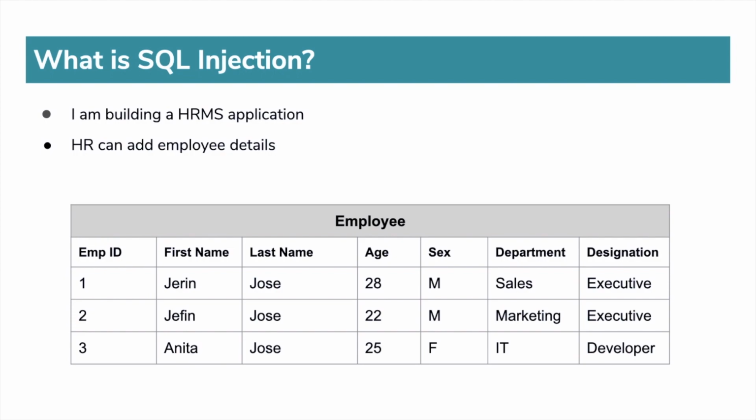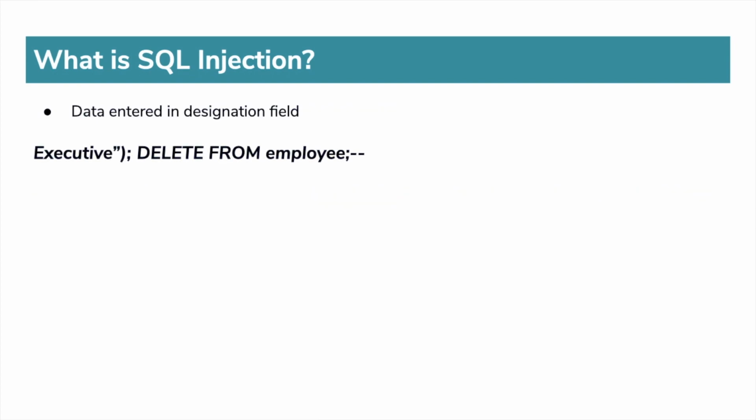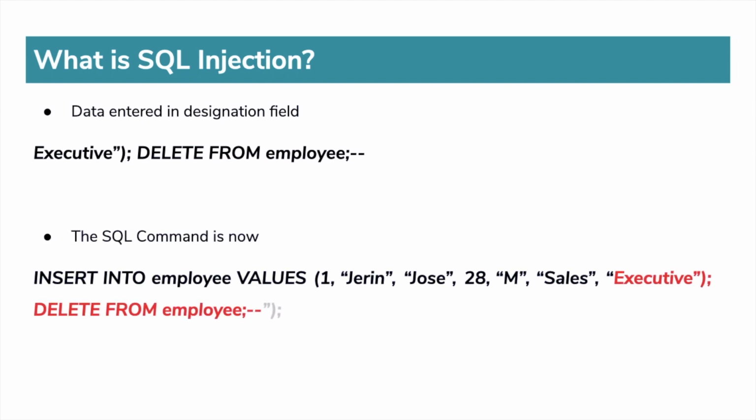Okay. The SQL command that would run at the backend to insert data into each row in this employee table would look something like this, right? Insert into employee values and then the set of values in the respective fields, right? So this is okay in the normal scenario, right? But consider there is a malicious hacker and he inserted something like this into the designation field, which is the last field in the table. Okay, the SQL command now becomes something like this, right?